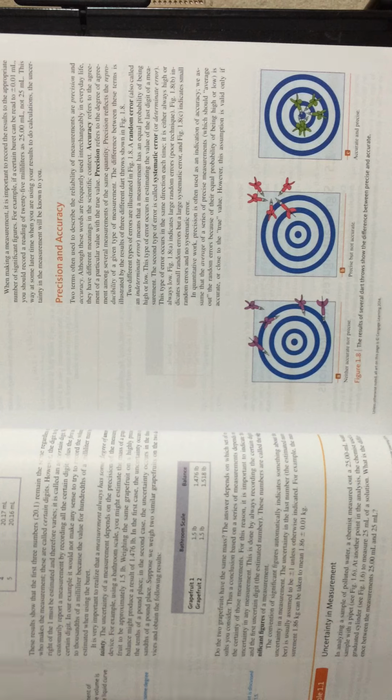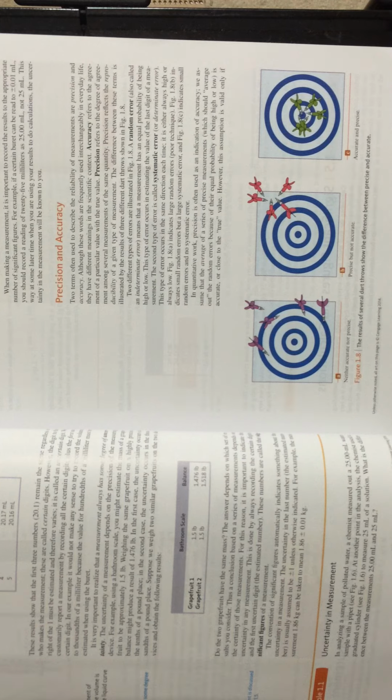Two terms often used to describe the reliability of measurements are precision and accuracy. Although these words are frequently used interchangeably in everyday life, they have different meanings in the scientific context. Accuracy refers to the agreement of a particular value with the true value. Precision refers to the degree of agreement among several measurements of the same quantity. Precision reflects the reproducibility of a given type of measurement. The difference between the terms is illustrated by the results of the 3 darts thrown in figure 1.8.